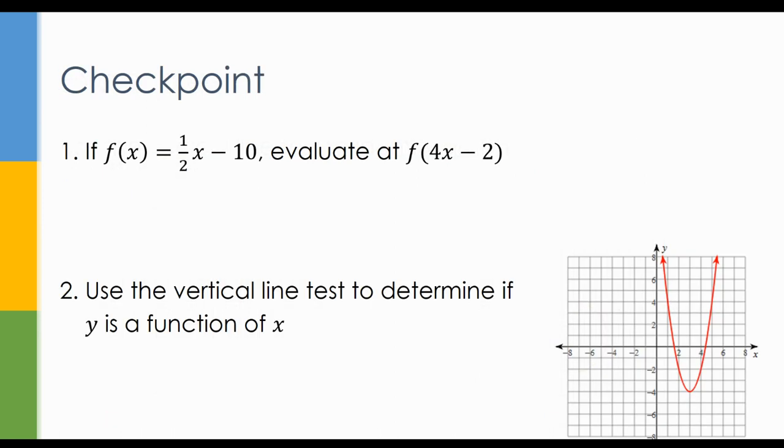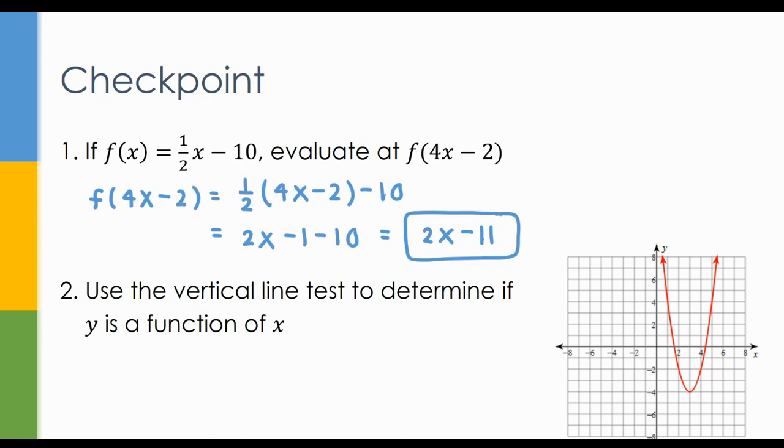Okay, so I would suggest that you pause the video and try these two checkpoint problems. You're evaluating the function at 4x minus 2, and then you're using the vertical line test to determine if y is a function of x. So with the first one, we're substituting that 4x minus 2 in for x. I'm distributing the 1/2, combining my like terms. So f of 4x minus 2 equals 2x minus 11. If we look at the vertical line test, every single time I drew a vertical line, it only hit the graph one time, so y is a function of x.